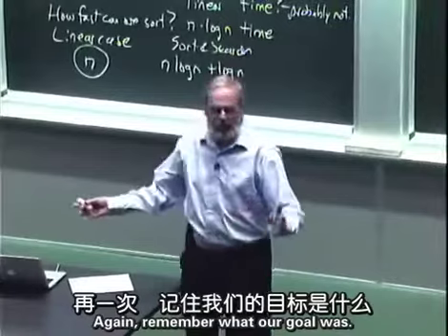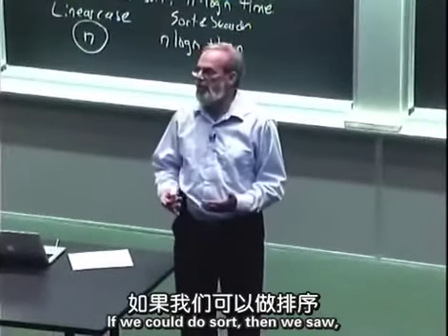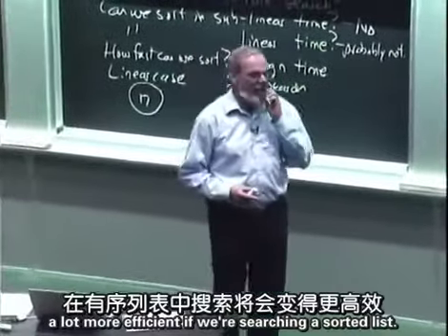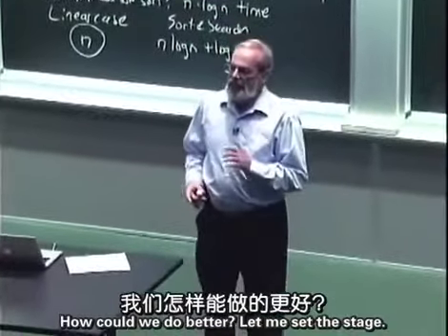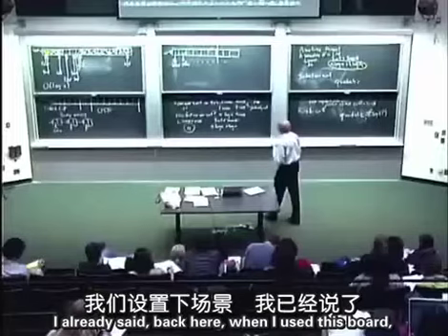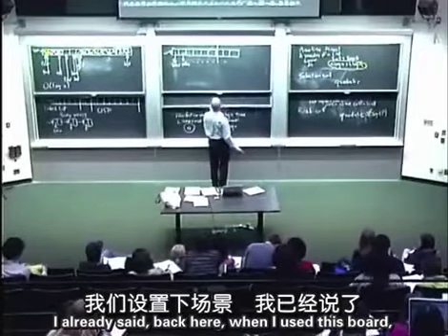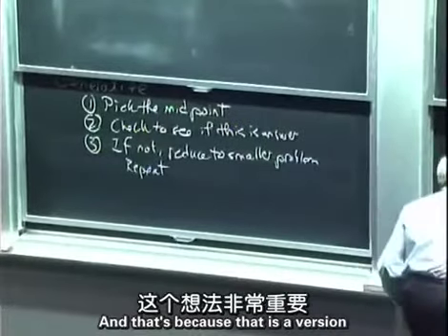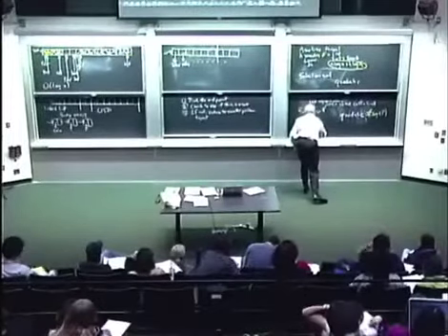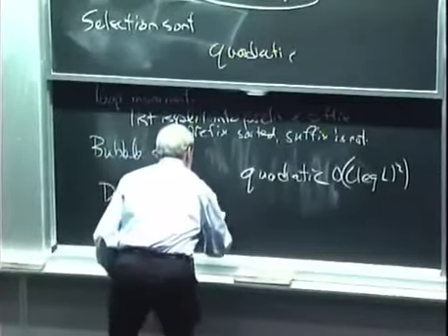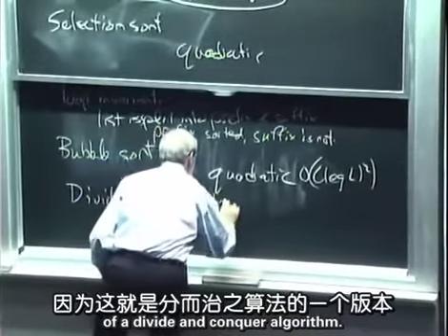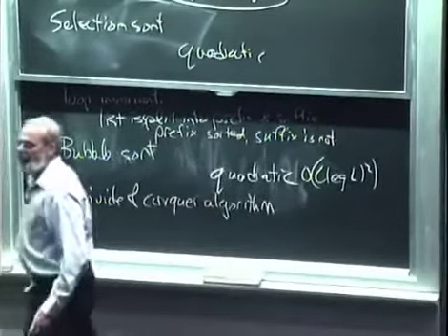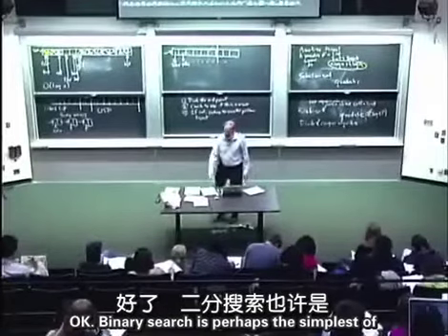Again, remember what our goal was. If we could do sort, then we saw if we amortize the cost that searching is a lot more efficient if we're searching a sorted list. How could we do better? Well, let me set the stage. I already said back here when I used this board that this idea was really important. And it's because that is a version of a divide and conquer algorithm. Binary search is perhaps the simplest of the divide and conquer algorithms.